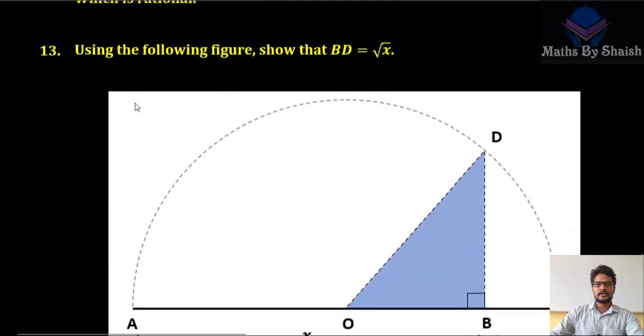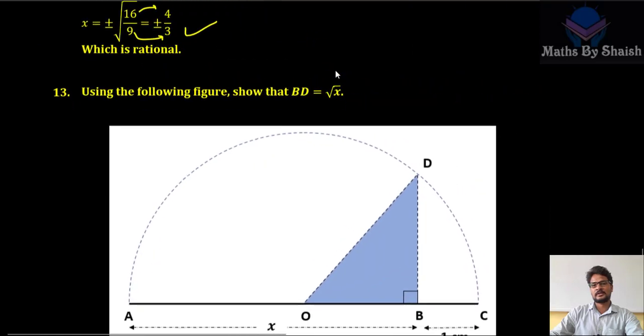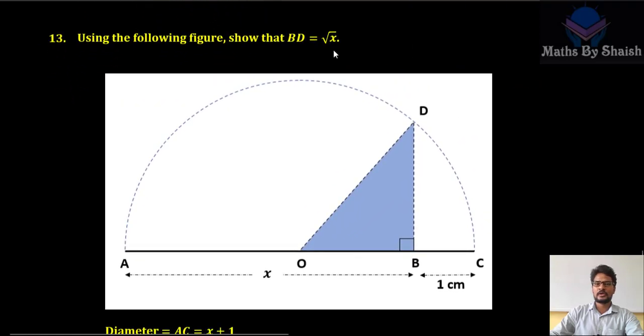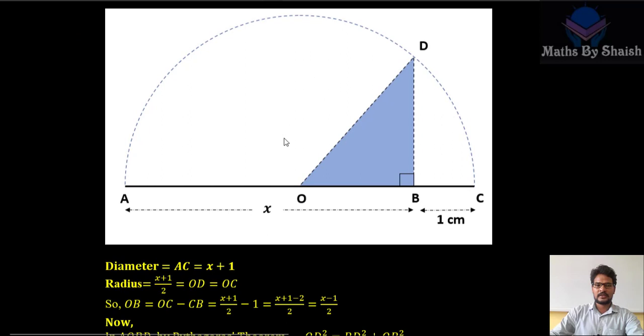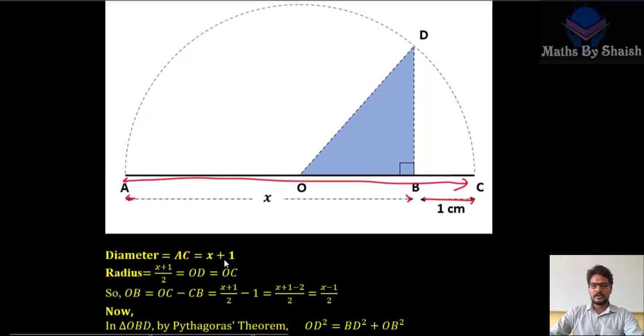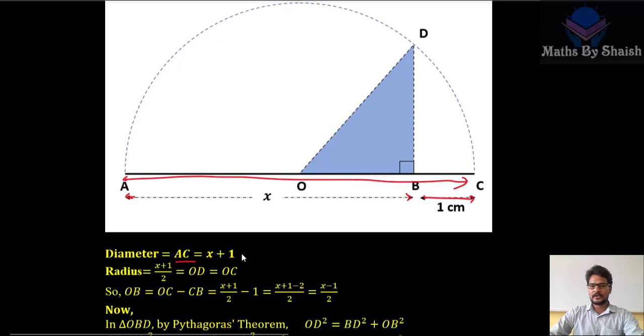And the last question is, using the following figure, show that BD is root x. So here we can see this length from A to B, it is x, and B to C, it is 1. It means if you talk about the diameter A to C completely, then it is going to be x plus 1.